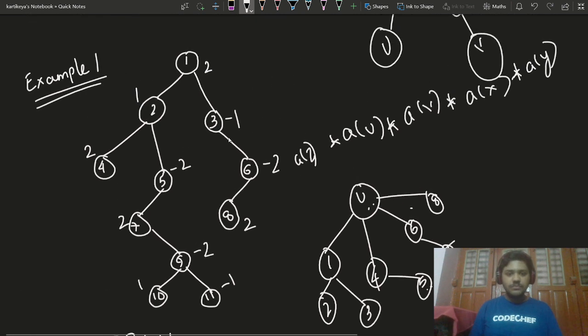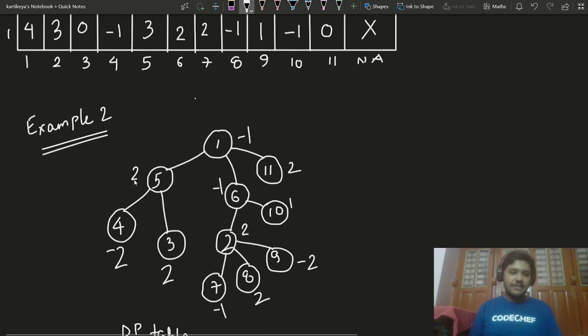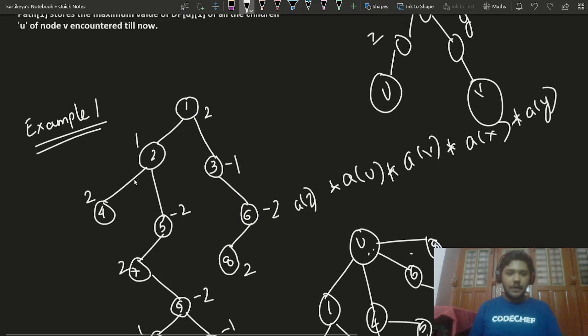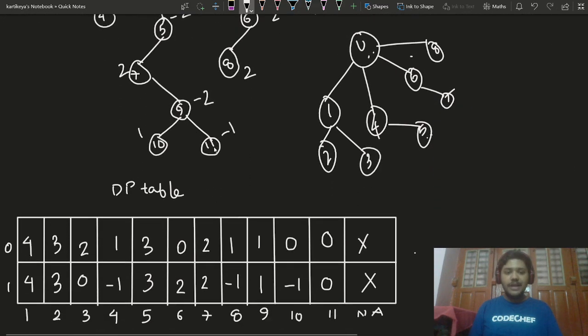So let's see the calculation of dp[u][0] and dp[u][1] with these two examples. I have written two examples here. Now for this example, let's first calculate it for node number 11. For node number 11, what would be dp[11][0]? It is a path starting at 11, going into any subtree of 11 and having a positive product.